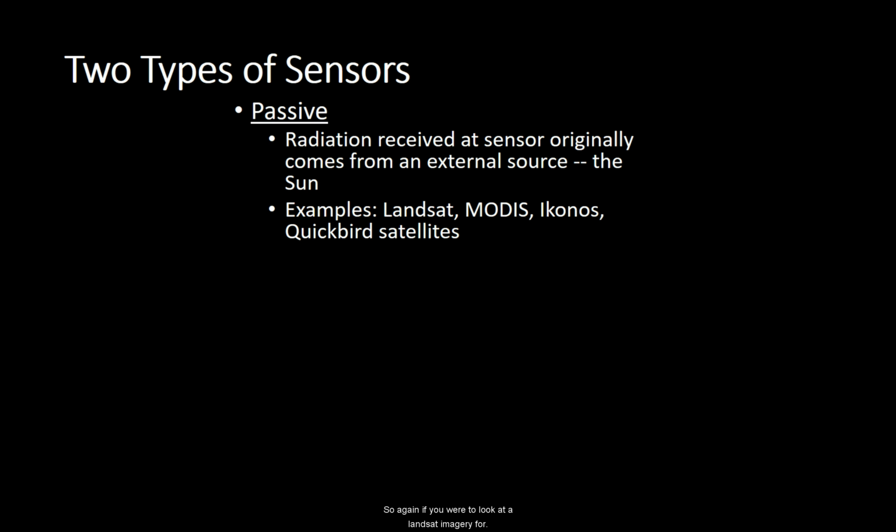Okay, so again, if you were to look at a Landsat imagery for 10 o'clock at night over the Western Hemisphere, because this passive sensor depends upon an external source for the light, we're going to see a very dark image, okay? Because at that period of time, we know that it is dark. The sun is not a key player.